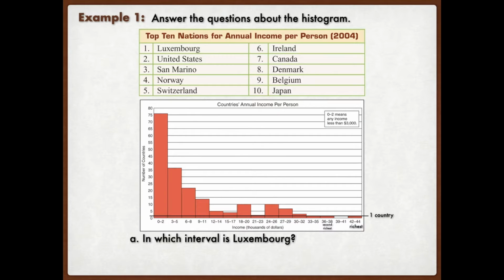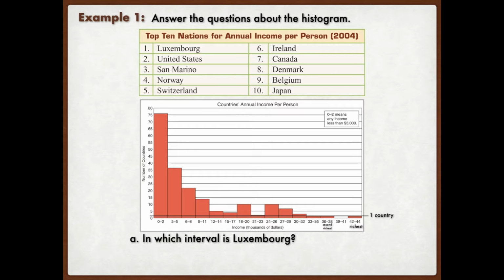Okay, let's try this example together. Basically, we have a chart and a graph. And the chart identifies the top 10 nations of annual income per person. So number 1 is Luxembourg. Luxembourg is going to be making the most.